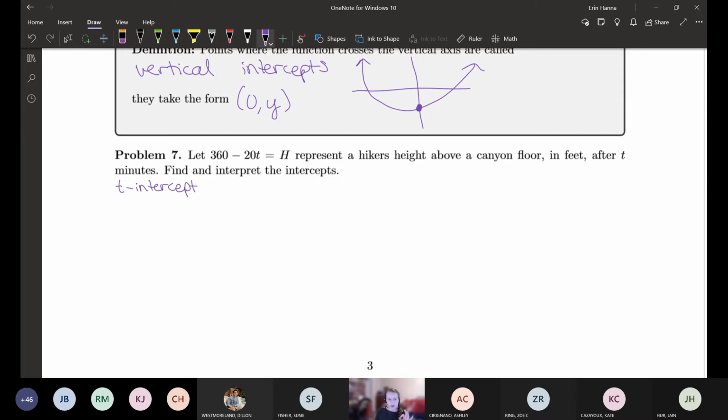So the thing about intercepts is whenever you want to find one of them, you're going to let the other value be 0. So if I want the t-intercept, then h is going to be 0. So if we're going to let h be 0, we're going to have this function. T is just going to be t, and we're going to let h be 0. And then we want to solve for t. So I would personally add the 20t over to the other side. Divide both sides by 20. And so t would be 18.